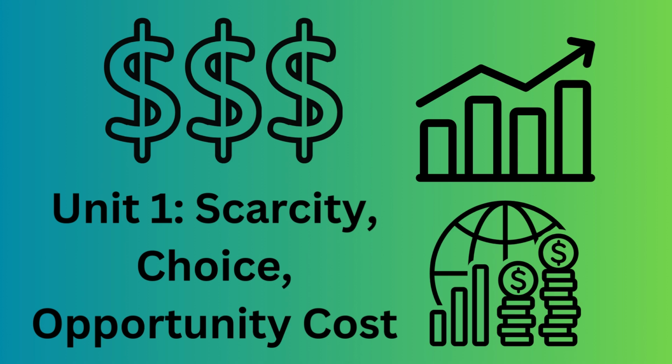Like, why are some things so expensive? Right, like why is my avocado toast suddenly like $12? Well, we might just uncover the answer to that, but first we gotta lay the foundation, right? Unit 1, it's all about scarcity, choice, and opportunity cost.